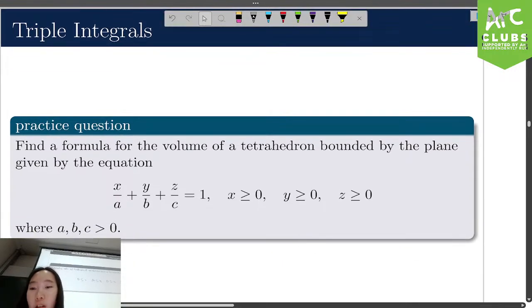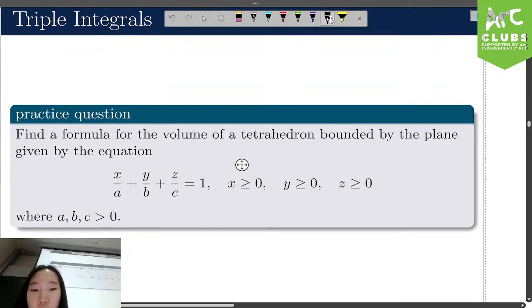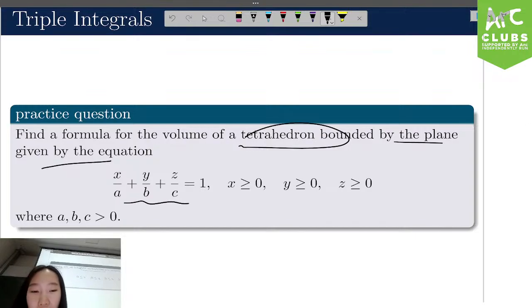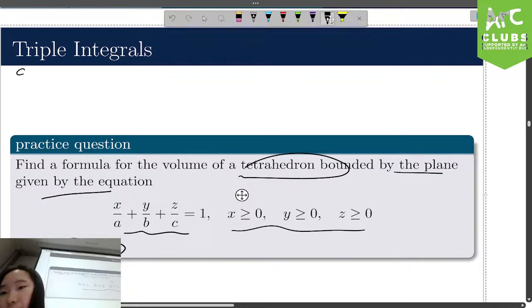We'll then go to the triple integral. So find a formula for the volume of the tetrahedron bounded by the plane given by the equations over here, where x, y, z all have to be greater than or equal to 0, and a, b, c are greater than 0. So this is our Cartesian form.